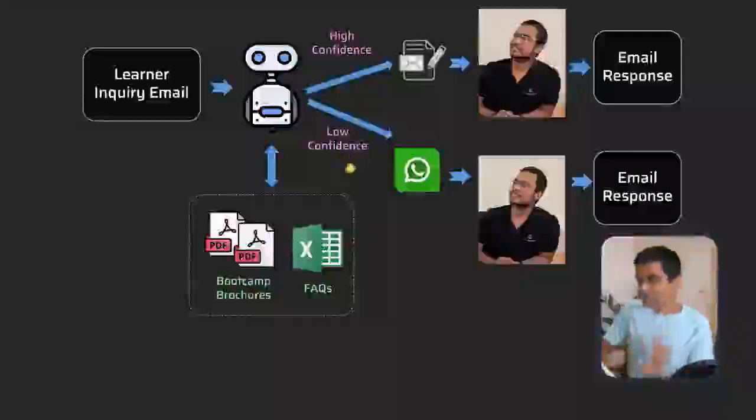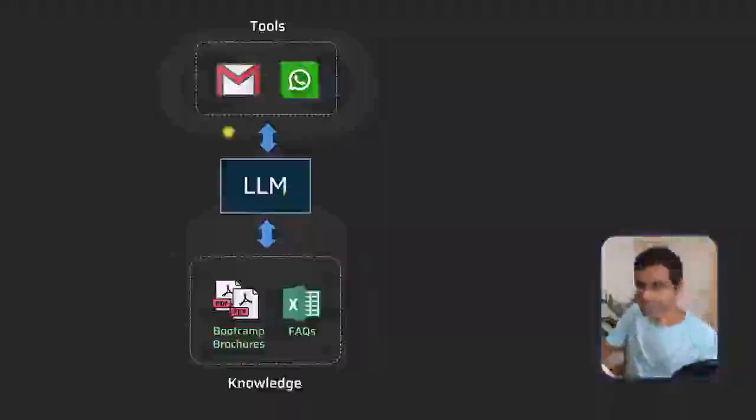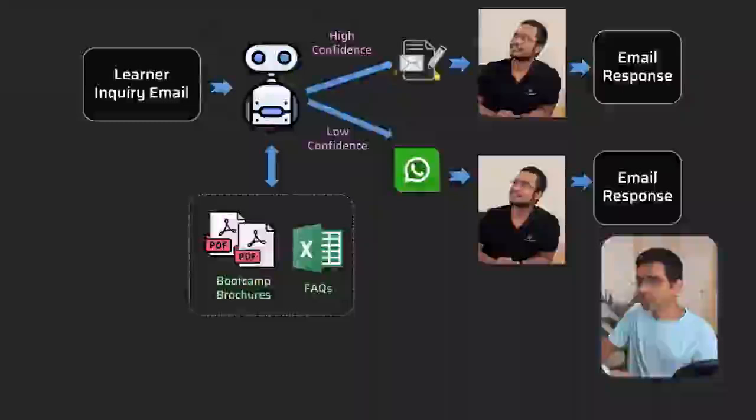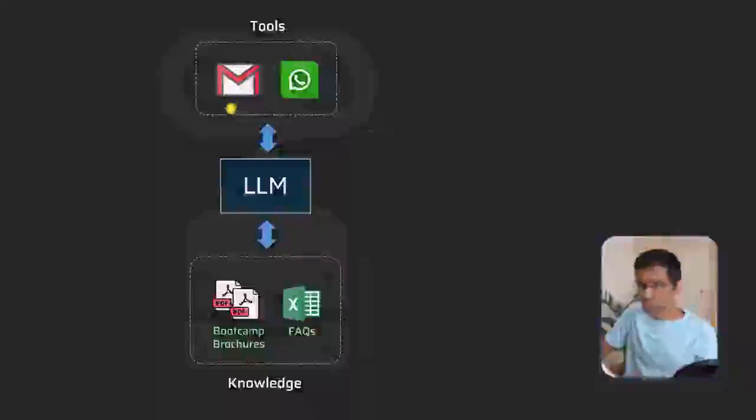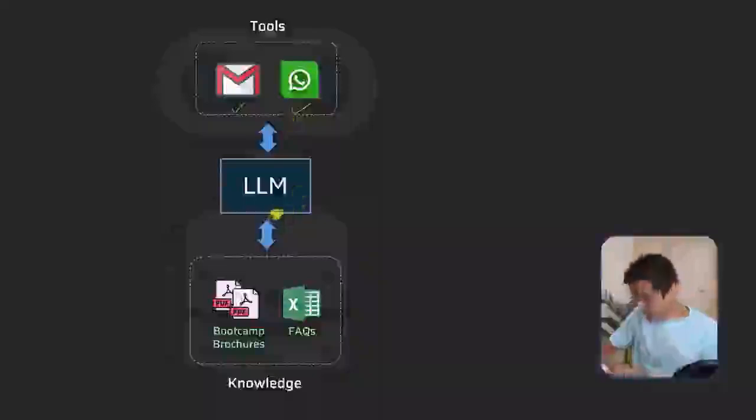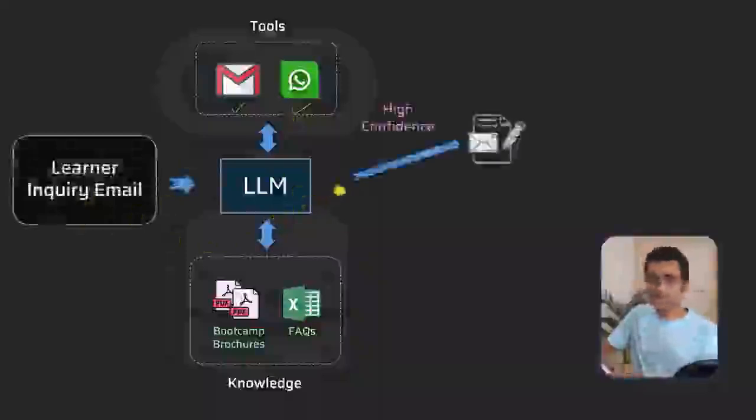So in our case, this AI agent has access to tools such as Gmail or WhatsApp, because when it is drafting an email, it will draft that email using Gmail or Outlook. Whatever your email tool is, you can integrate that with your AI agent, and it is using that, right? So it is using Gmail, WhatsApp as a tool. It also has access to the Bootcamp brochure, FAQ. This is called knowledge, okay? So this is knowledge, this is tool. It will have its own memory, and using that, it will take the question and it will take some action.